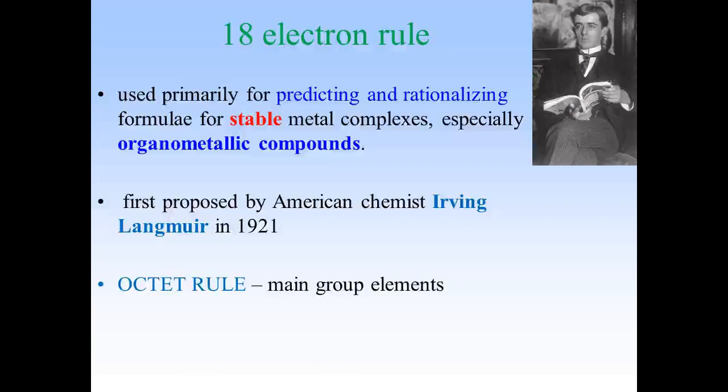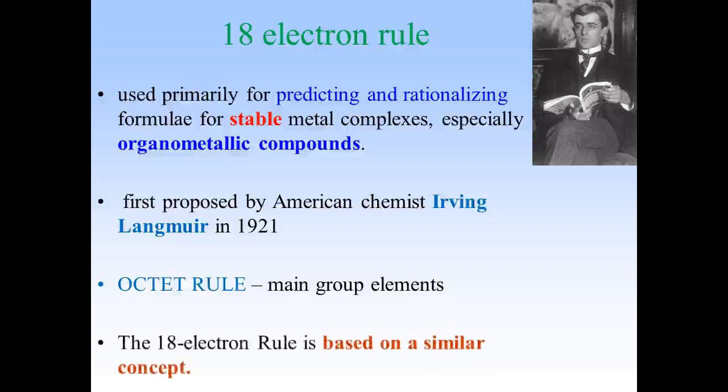So we all know about the octet rule, which is used to predict the stability of main group elements that we have studied in our first year itself. The 18 electron rule is very similar to that octet rule, and this rule is used to predict the stability of organometallic compounds.